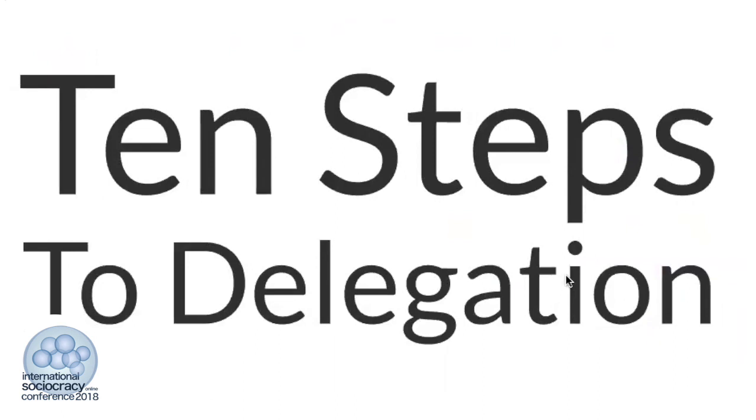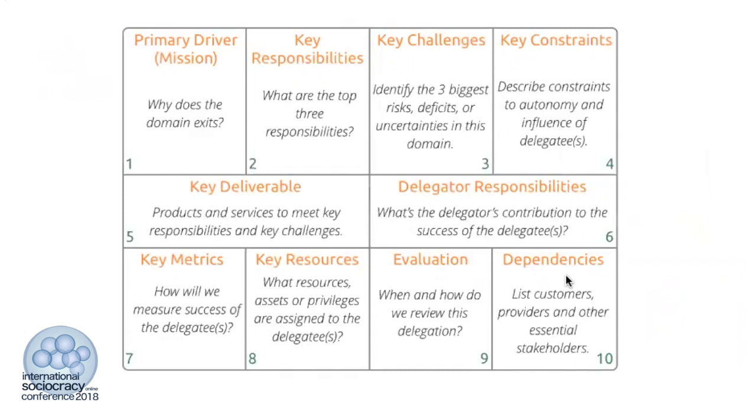So there are 10 steps in the delegation canvas. The first one is the primary driver or the mission, where you explain why the domain exists. So the delegator and the delegatee, ideally they sit together and discuss this. Why do we have this domain? The next is the key responsibilities. So what are the top 3 responsibilities of the delegatee? And if people think about these responsibilities individually and bring them to the table, you will see that people have totally different expectations of the domain. So bringing these together is a very valuable process.